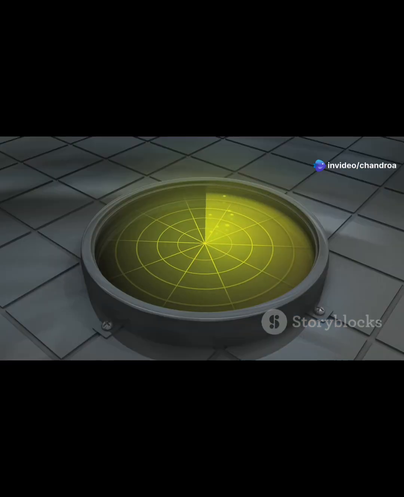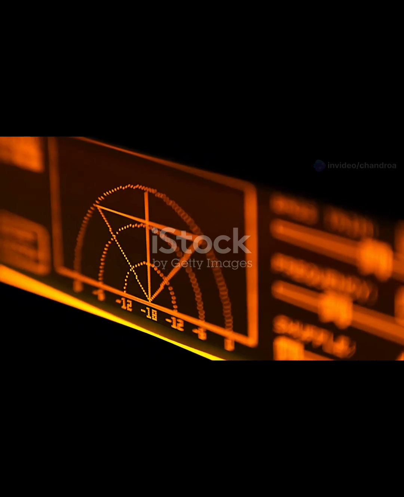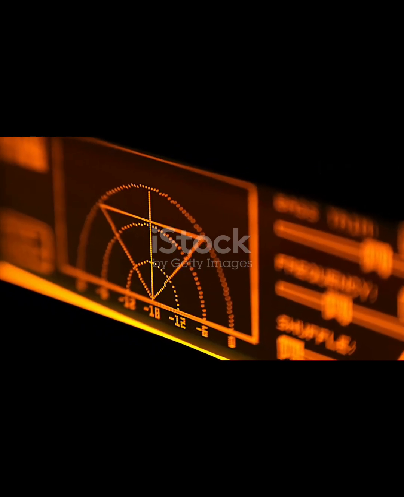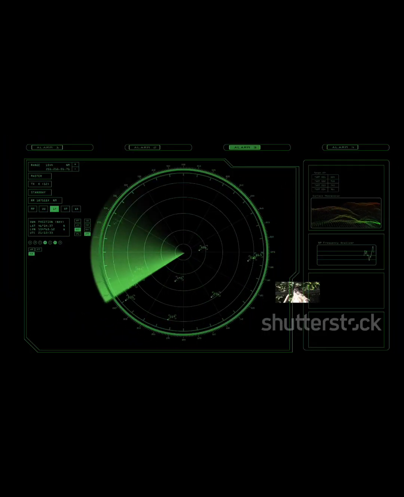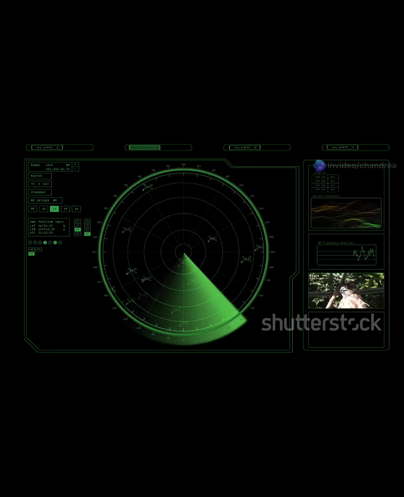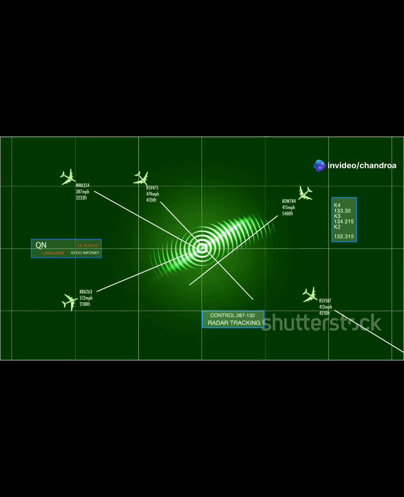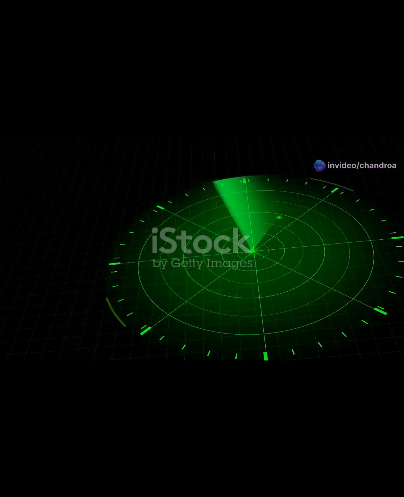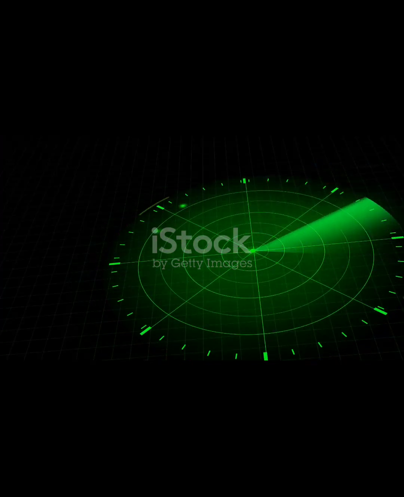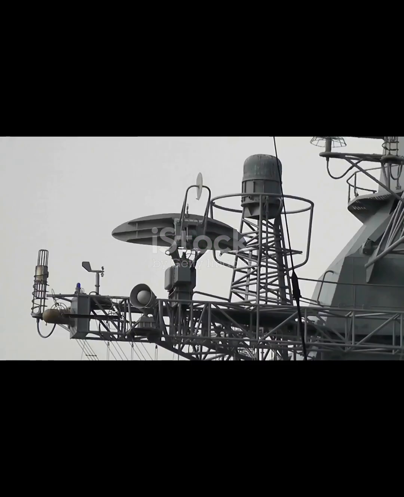By measuring the time it takes for the radio waves to travel to the object and back, the radar can calculate the distance to the object. The strength of the reflected waves can tell us about the size and shape of the object. And by analyzing the changes in the frequency of the reflected waves, radar can even determine the speed and direction of a moving object, like that airplane heading towards the airport.